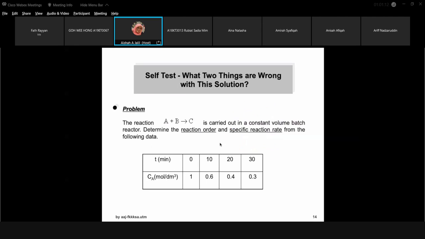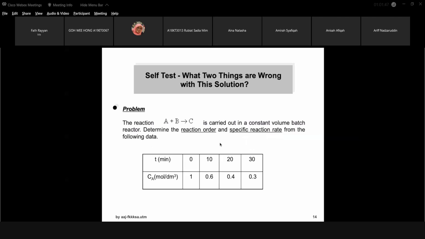So now you know two types of calculation, which are differential and integral, to get alpha and k. Okay, self-test. What two things are wrong with the solution? The reaction A plus B equal to C is carried out in an isothermal batch reactor. Determine the reaction order and specific reaction rate from the data.